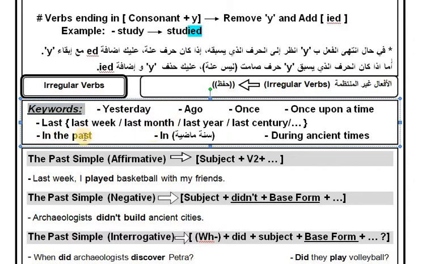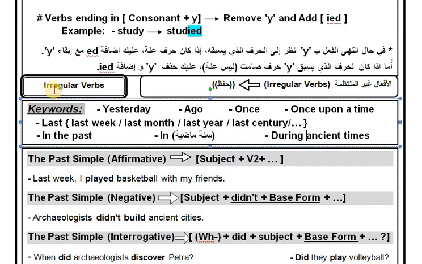Here and the past in plus previous year, which means what's the meaning of سنة ماضية؟ السنة الماضية يعني now we are in 2020. إحنا الآن في سنة 2020. أي سنة ماضية قبل 2020 رح نعتبرها keyword لل past simple. For example, in 2019, in 1995, in 1888. أي سنة ماضية. The last one here, during ancient times.